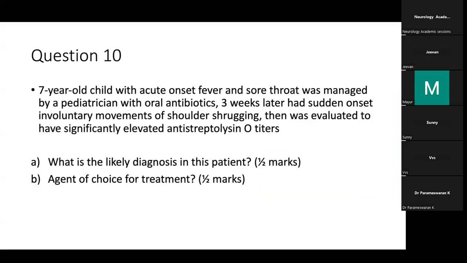A 7-year-old child with acute onset fever and sore throat was managed by a pediatrician with oral antibiotics. 3 weeks later, she had a sudden onset involuntary movements of shoulder shrugging, then was evaluated to have significantly elevated anti-streptolysin O titers. The questions are: what is the likely diagnosis in this patient and the agent of choice for treatment in this patient?